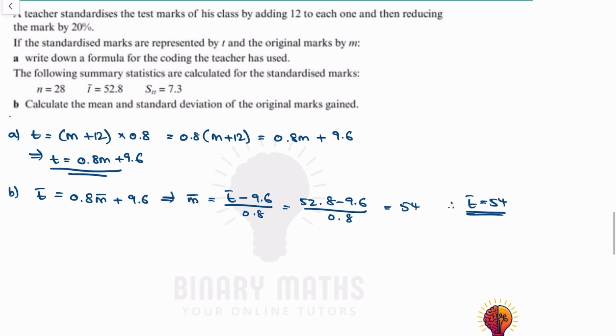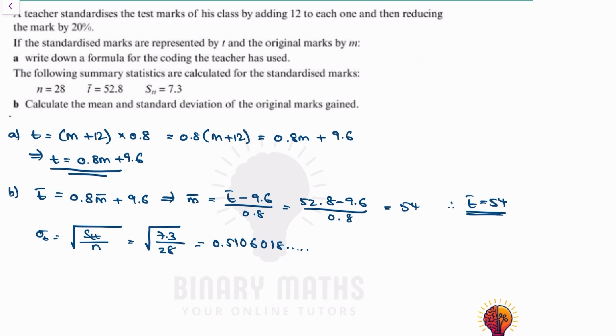Okay, so next thing we need to do is first we need to work out the standard deviation of T, because we don't know the standard deviation of T. So the sigma of T is equal to square root of S of TT over N, which is equal to square root of 7.3 over 28, which is equal to 0.510618, and so on. And because we're going to use that to find the standard deviation of the original mark, let's just leave it non-rounded.